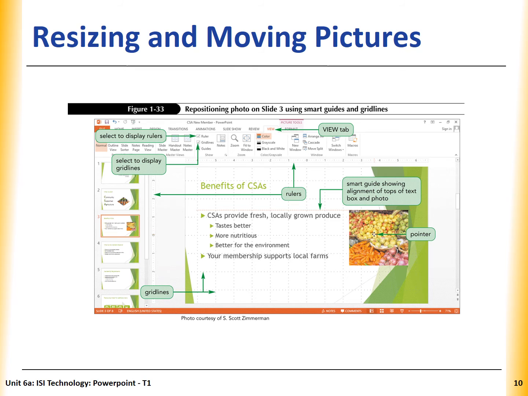You can see over here we have the pointer, which has a cross, so that means we can move this picture when we hold the left click of the mouse and put it wherever we want. Also, a smart guide showing alignment of the top of the text box and photos. Can you see this red line over here?